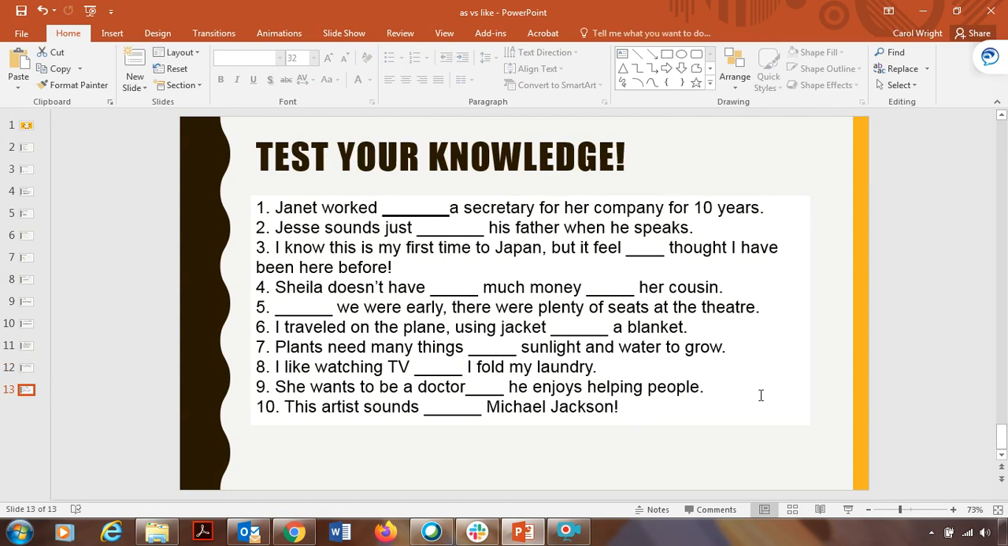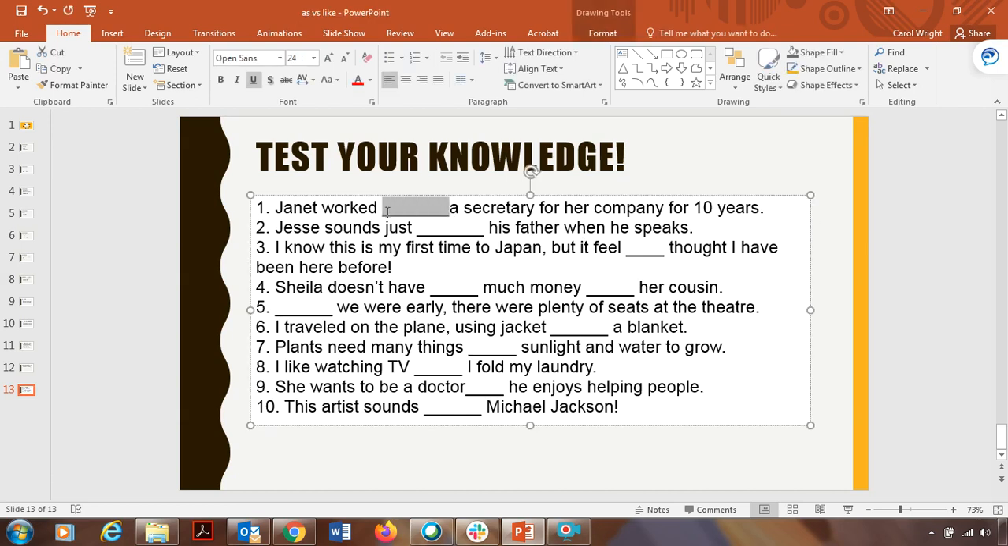Please pause at this point if you want to fill in the answers and check your understanding, whether or not to use as or like, and then I'm going to give you the answers right now as we go through the questions. Janet worked as a secretary for her company for 10 years. Remember, we can use as plus a profession or a job.